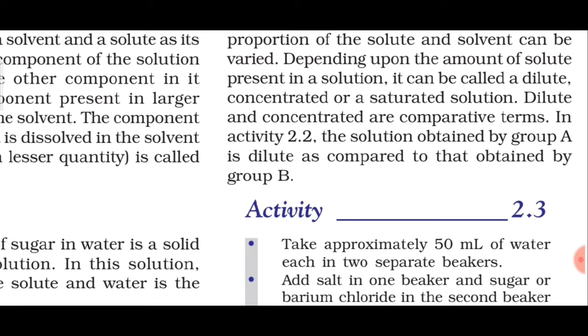Both group A and group B prepared copper sulfate solution, but the amount of solute is different. Group A has added only a few crystals of copper sulfate which is solute, and group B has added one spatula full of copper sulfate which again is a solute, but the amount of solute in group A is very less as compared to the amount of solute in case of group B, and that is why group A has obtained a dilute solution as compared to the solution of group B. So that is why it is given that depending upon the amount of solute present in a solution, it can be called a dilute, concentrated or a saturated solution.